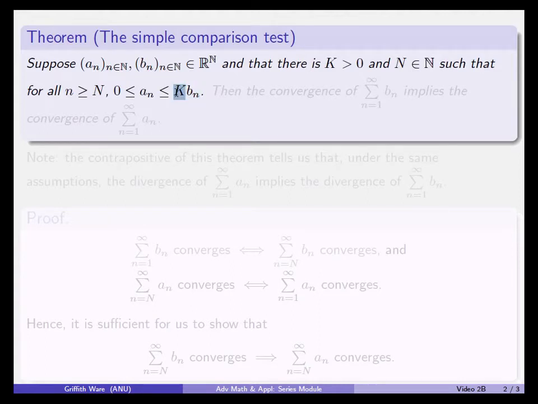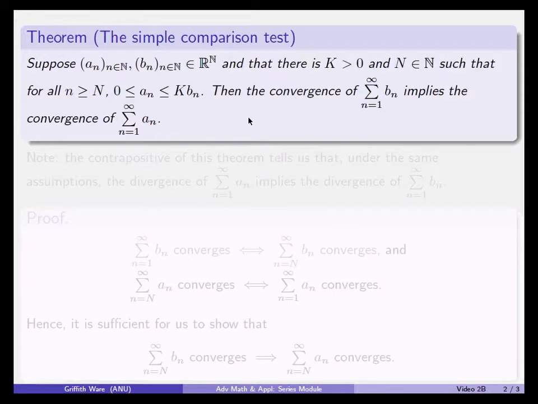And we have this constant K that bounds the terms in the sequence AN by the corresponding values in the sequence BN multiplied by K. Okay, so in this scenario, if we have this comparison between the terms of the sequences AN and BN, then the convergence of the bounding series BN implies the convergence of the series AN.